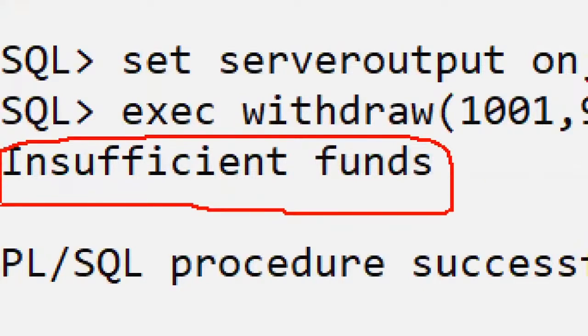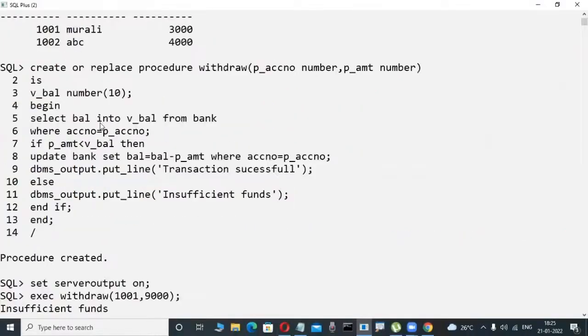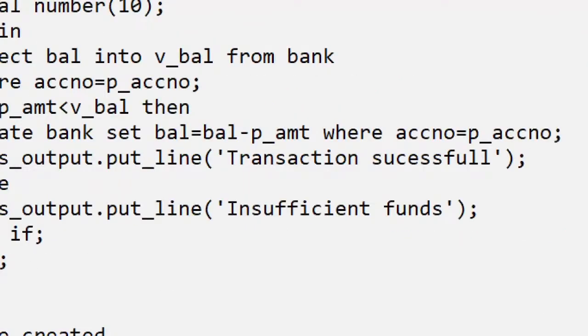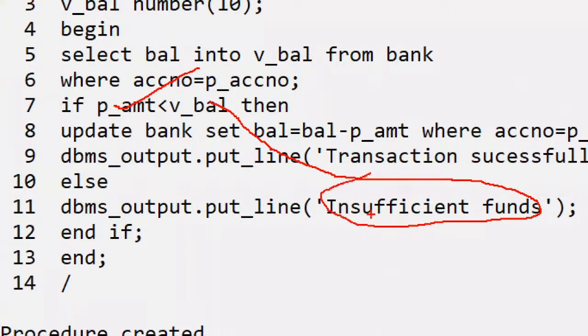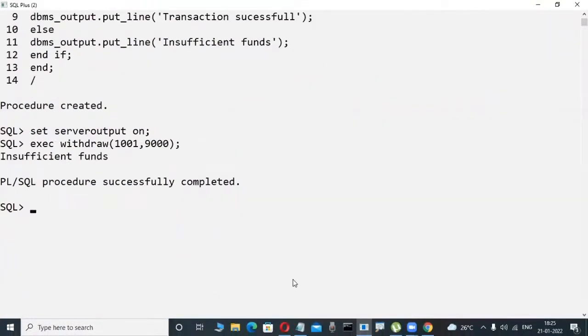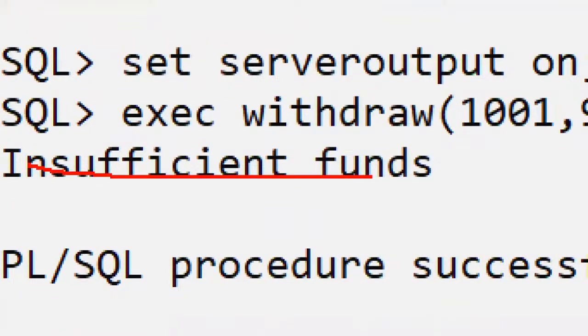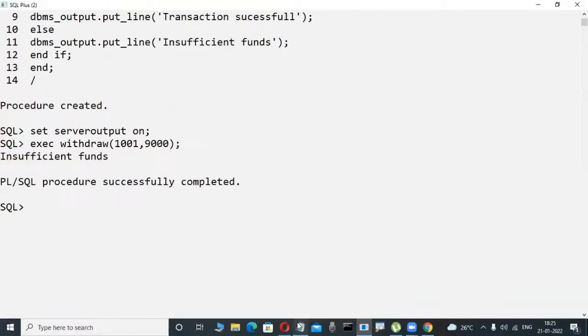How is it possible? This coding is executed. Whatever I'm writing, that is executed. Or maybe your amount is more than the available balance. That's why insufficient funds only. It will display the message. Yes. Now, suppose for example, logically observe here. Maybe insufficient funds is a message. It will be displayed. Yes. Suppose here, now check it out.